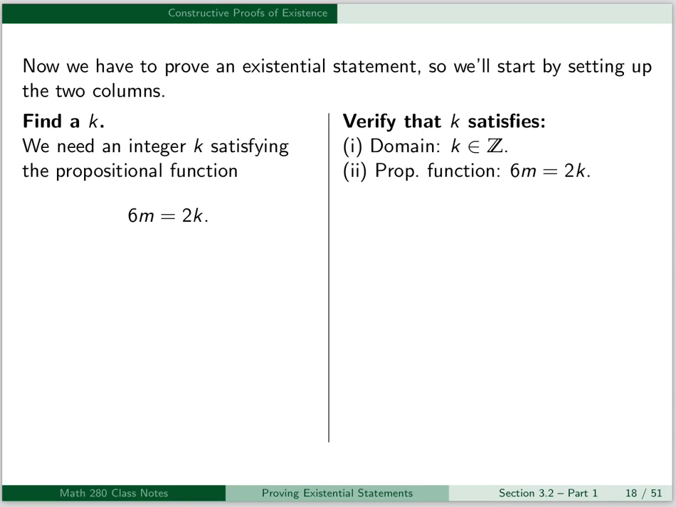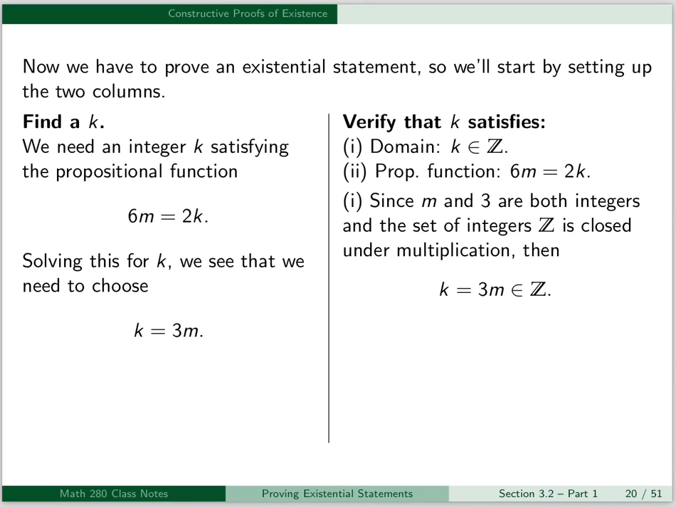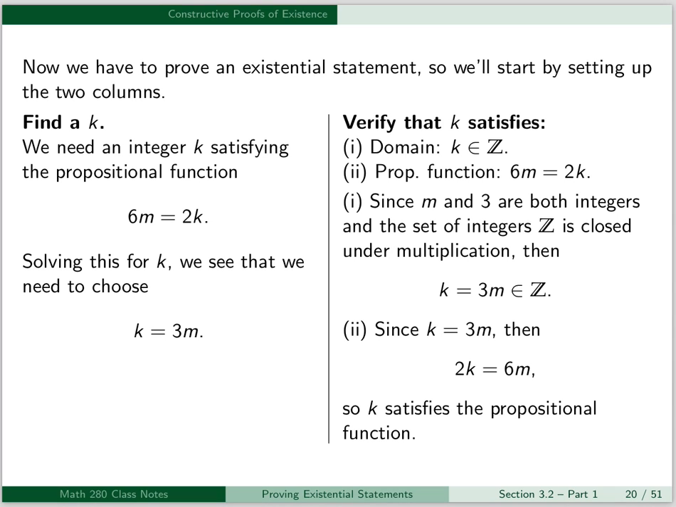To find a k, we need an integer k satisfying the propositional function 6m equals 2k. We can solve this for k, and we see that we need to choose k equal to 3m. Now we've found our k. So we'll go over into the right-hand column, and since m and 3 are both integers, and the set of integers Z is closed under multiplication, we know that k equals 3m is an integer. And since k equals 3m, we know that 2k equals 6m, so k satisfies the propositional function.